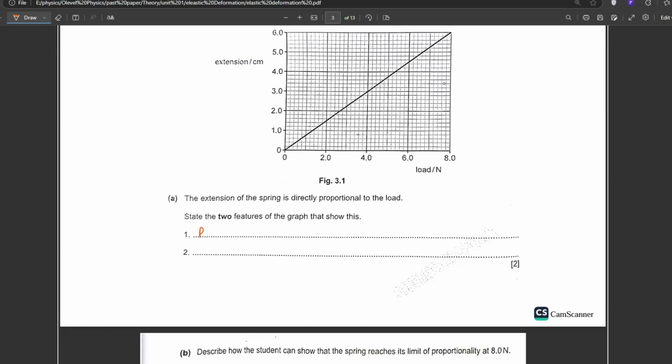Firstly, the graph passes through origin. And what else shows that force and extension are directly proportional? The graph is a straight line. Simple. Let's further move ahead.